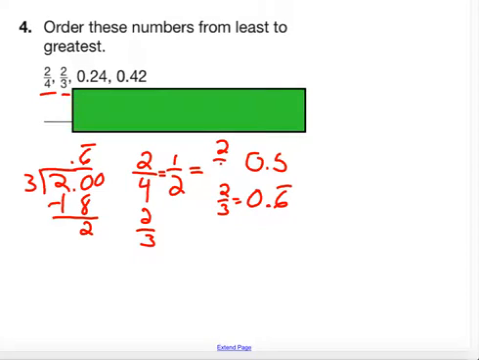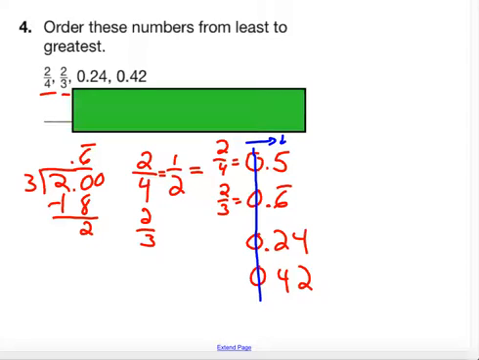So 2/4 is equal to 5/10. 2/3 is equal to 0.6 repeating. Then you have the decimal of 24 hundredths, and then the decimal of 42 hundredths. You can now compare. Remember, you compare from left to right. They all have 0 in the ones place. So now as we look down the tenths place, we can identify the lowest number, which is 2. So this is first in our list.